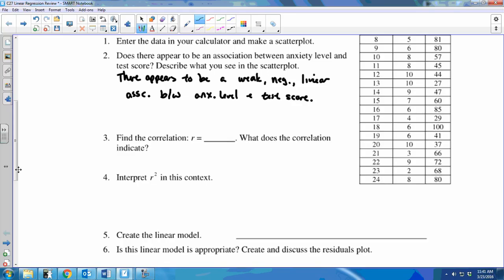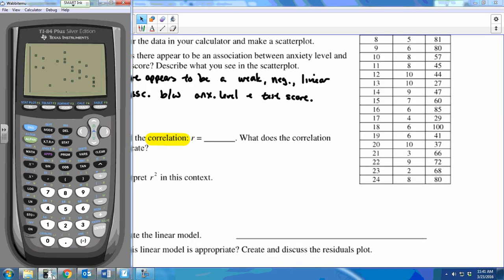The number 3 says find the correlation R. Be careful. On the last test, it wasn't a lot of people, but a few people used the word correlation when they were talking about their paired data. I understand that the word correlation is something we use in the English language a lot, and I get that. But remember, in statistics, correlation is a number, and so you can't use correlation in like other random places, okay, when you're talking about stuff. Correlation is distinctly a number, R. So you can find that number in your calculator. You will go to Stat, Calc, and you're going to 8.